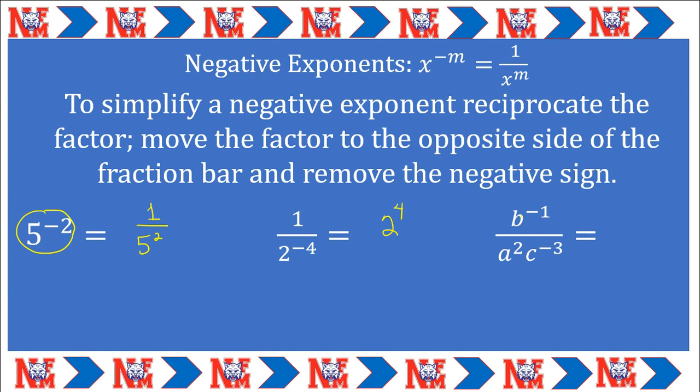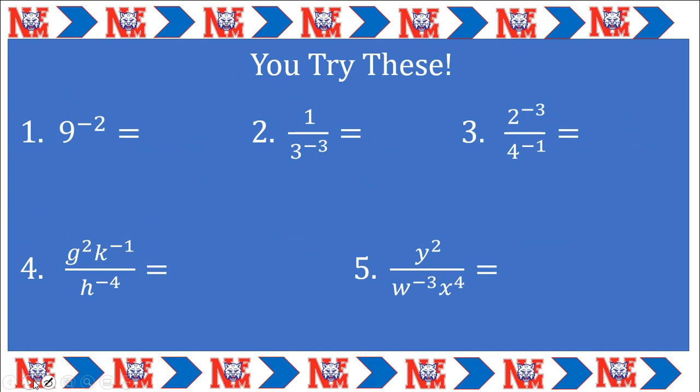Now, when you have variables, just go through each factor. So I have 1, 2, 3 factors in this one term. So I'm going to make my division bar. b to the negative 1 needs to be moved because we need to remove the negative. So I'm going to move it to the denominator. So I'm just going to go through each one of these. a squared is happy. It's positive. So we're going to keep it where it is. c to the negative third is not so happy. So he wants to move to the top and become positive. So here is your final result. Now you try these and when we come back, we'll work them out together.